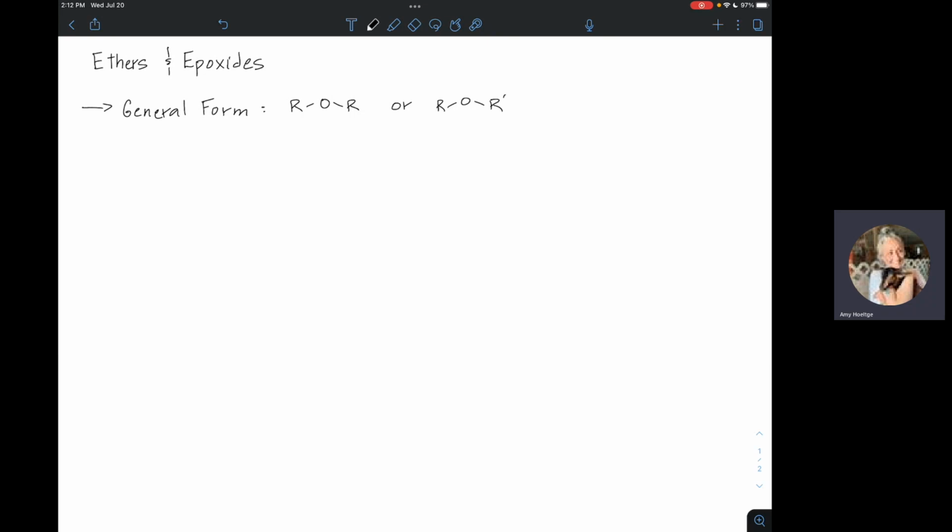So notice that unlike an alcohol where you have ROH, in an ether, we have an oxygen atom that is flanked by two R groups. The oxygen is not directly connected to a hydrogen. And so ethers cannot hydrogen bond with themselves. And that actually affects their physical properties. So they have dipole-dipole interactions, they have dispersion forces, but they cannot hydrogen bond with themselves.